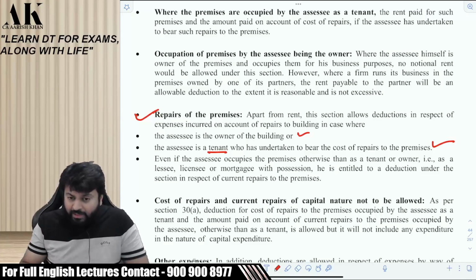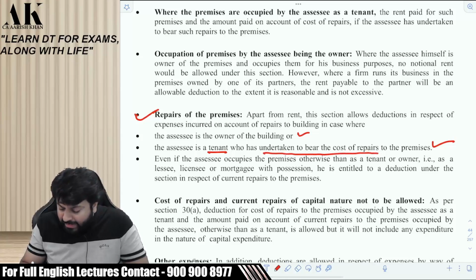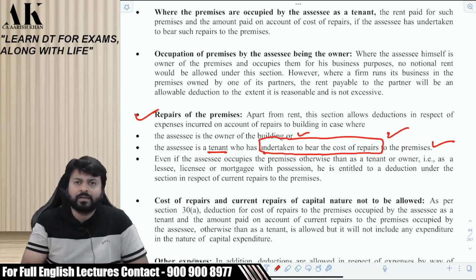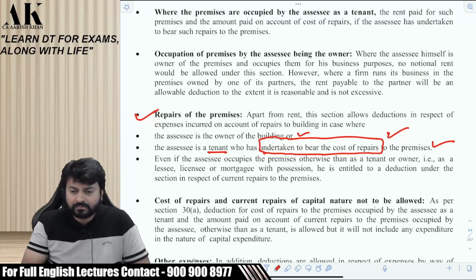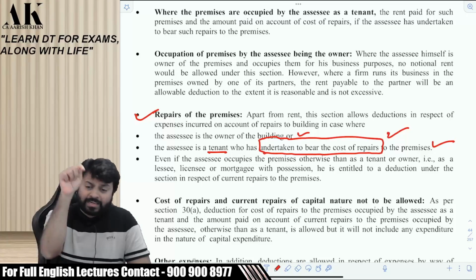But listen to the words carefully of the law. This is written in the Income Tax Act. The assessee is a tenant who has undertaken to bear the cost of repairs. Then only we will allow. What do I mean by this? It means it has to be written in the agreement that if there is some problem, I will repair it. The tenant has to write down that in the agreement.